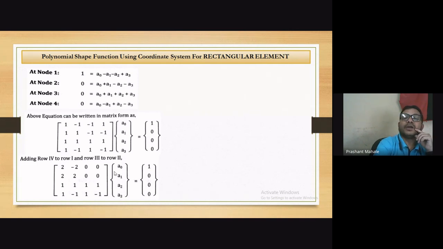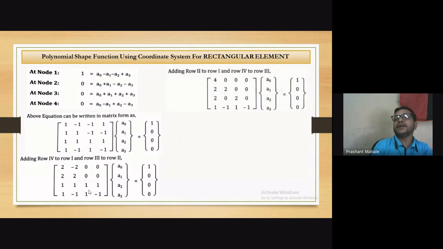But whatever the change will be, these values are constant values. Get it? So we are going to consider that as a constant only. Here also there will be change. Row 4 is added to row 1, it remains 1, and row 3 is added to row 2, it remains 0. So there is no change here in this case, but here we are having change. Next is adding row 2 to row 1 and row 4 to row 3.